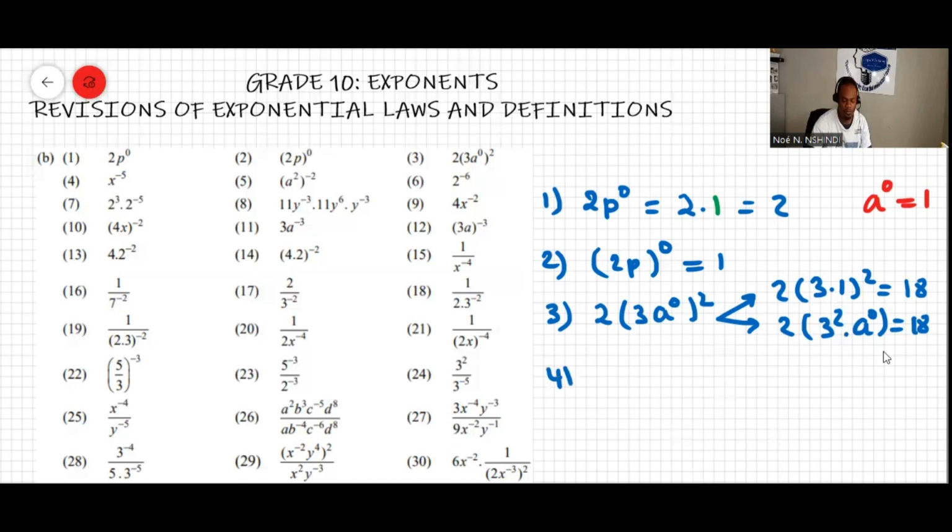Question 4 is there. We have x raised to the power of negative 5, okay? And then this can be reduced to 1 over x to the 5. Remember, we just said a to the negative m is the same thing as 1 over a to the m. Okay.